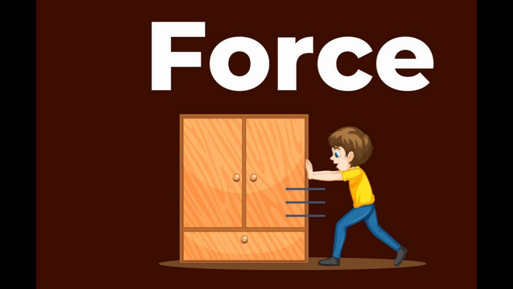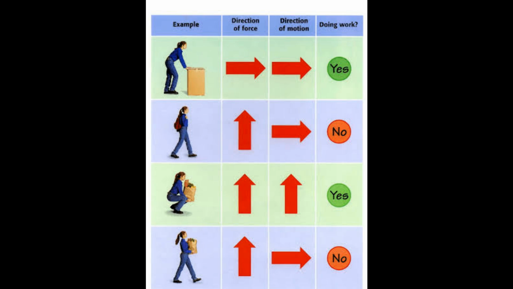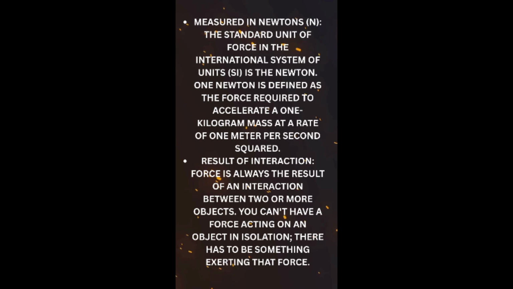This is why we often represent forces with arrows, where the length of the arrow indicates the magnitude and the direction of the arrow indicates the direction of the force. For example, if we apply a force of 5 N, 5 is the magnitude of the force, and N is the unit of the force. The force can be measured in newtons.